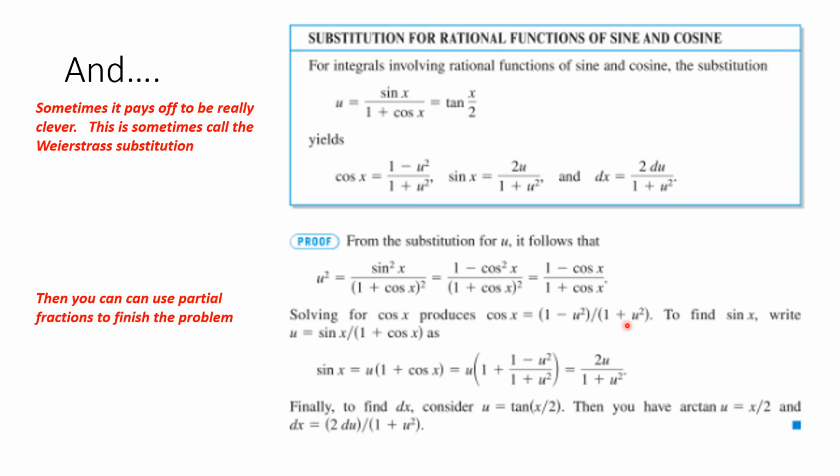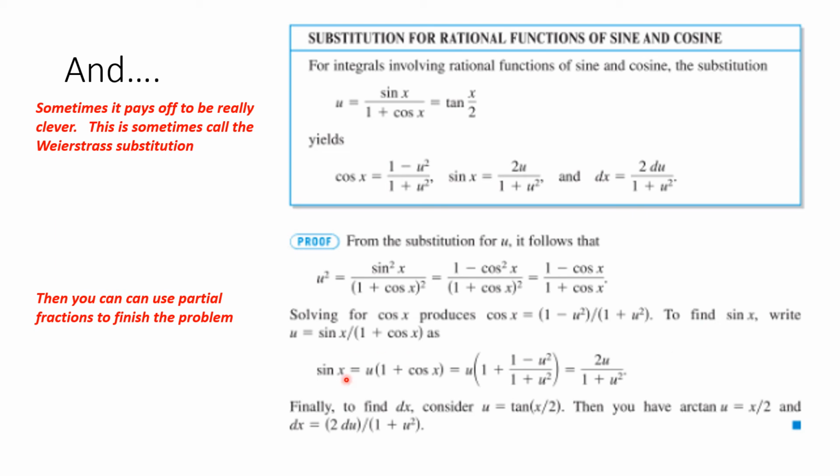Now, the proof of this follows from trig identities, because u squared then is going to be this squared, and the sine squared is 1 minus cosine squared. And if I factor this, I'll be able to cancel one of the 1 plus cosine x's, and I will get this result. Make sure you follow this. If I solve this, and you should do the algebra yourself, solve this for cosine x, you get cosine x is equal to 1 minus u squared divided by 1 plus u squared.